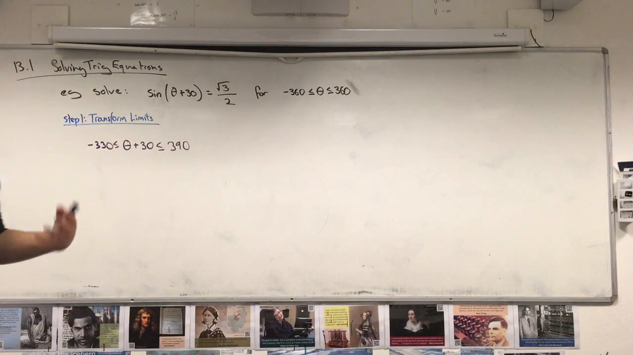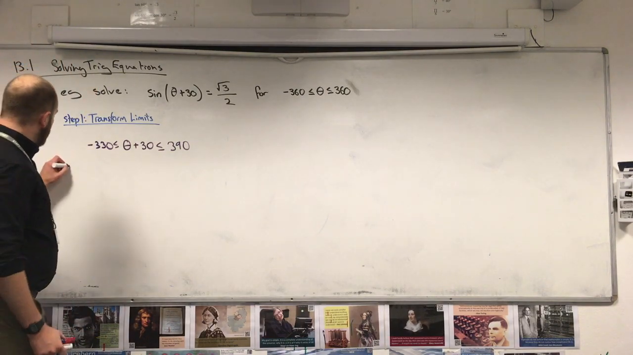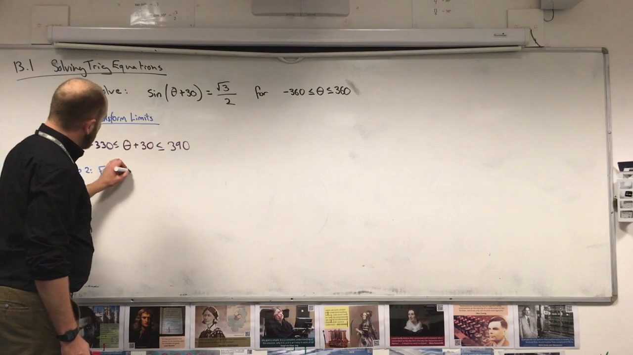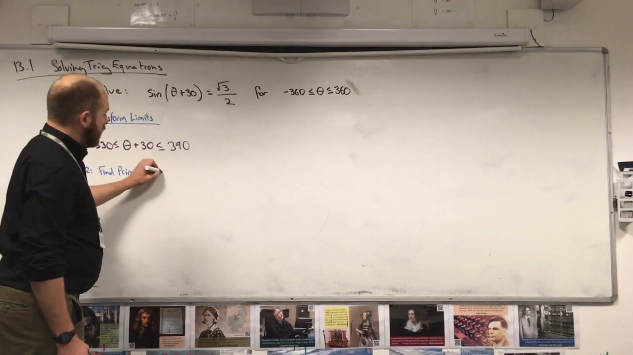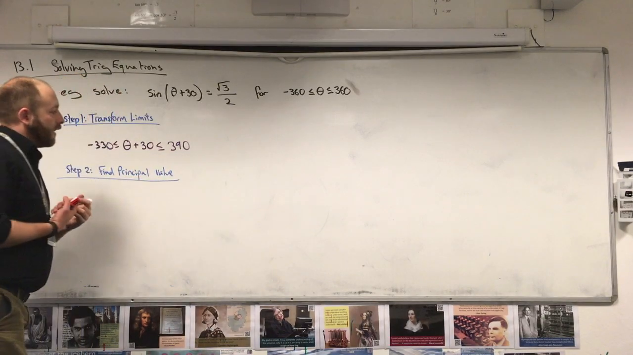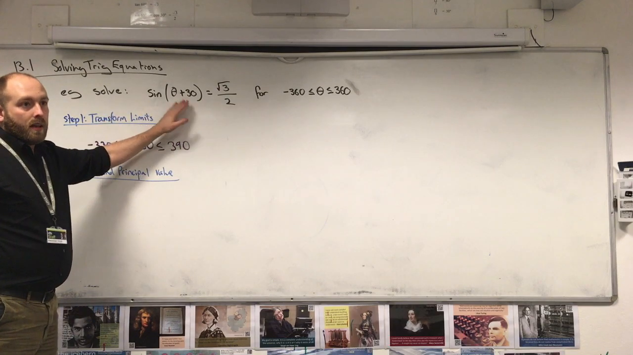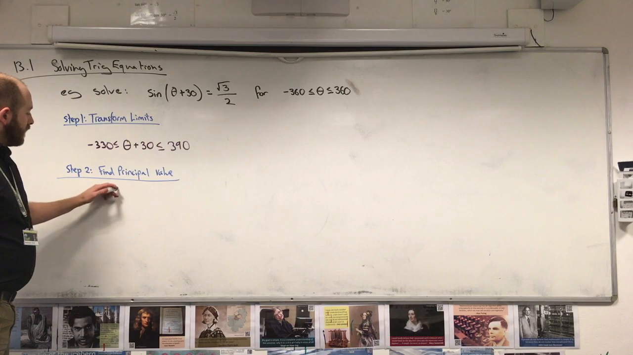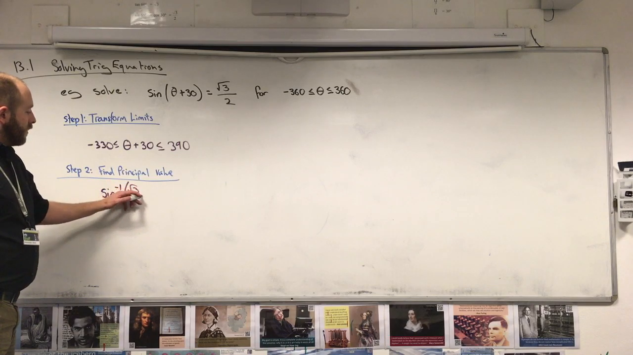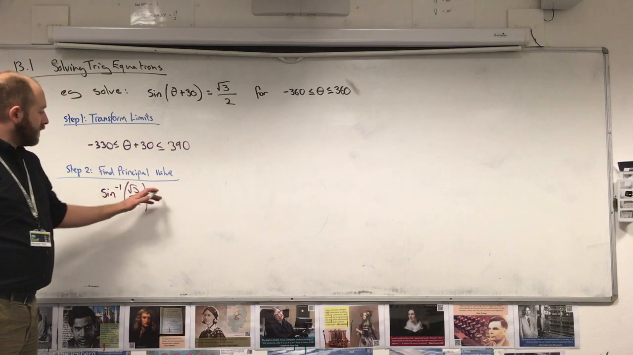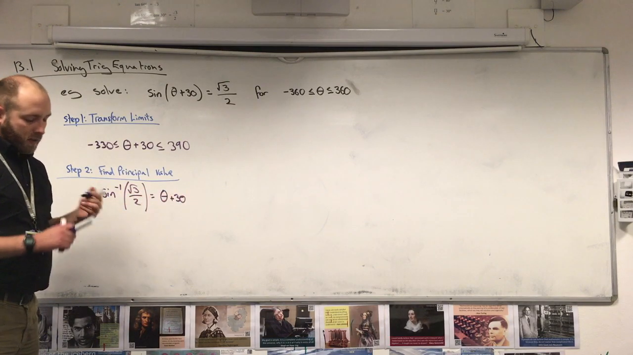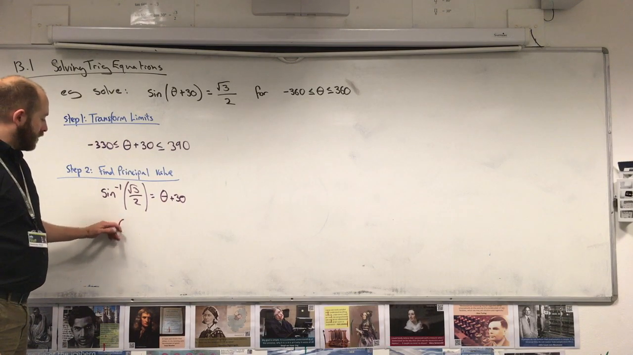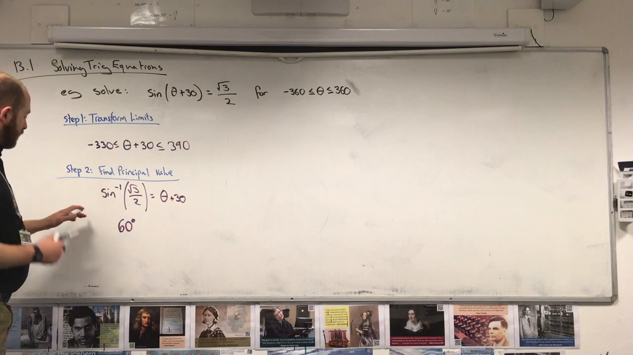Next bit, we're going to try and find our principal value, which is the first value. So to find our principal value, we're basically going to solve this and find the first value that works. So inverse sine root 3 over 2 will give us theta plus 30, which is the thing we're trying to solve. So that gives us 60 degrees. So that's our principal value.